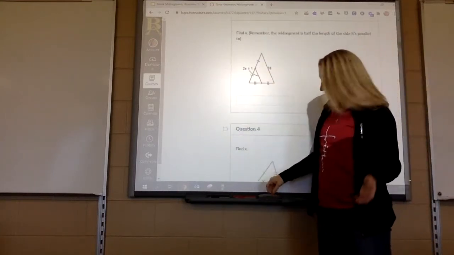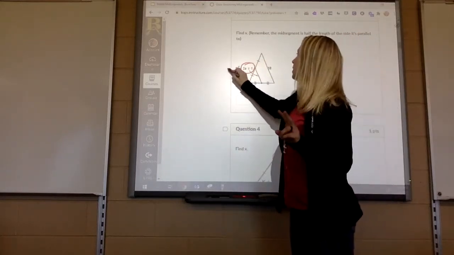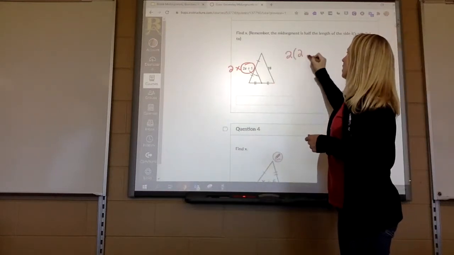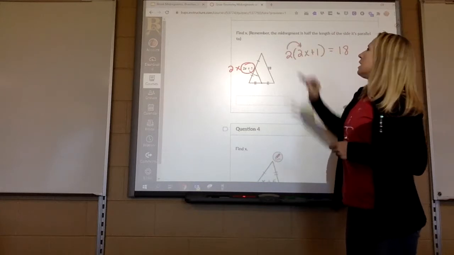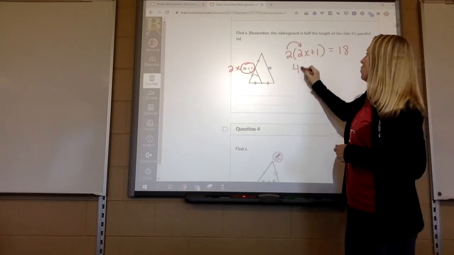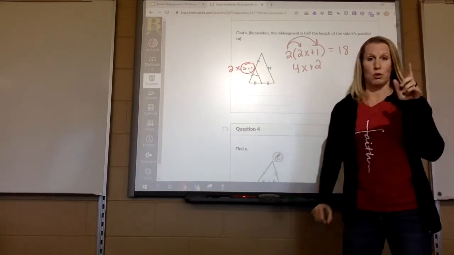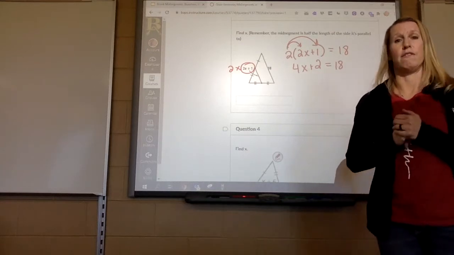Okay, this one might be a little trickier. So you take this midsegment times 2. So that means you're going to have to do distributive property. So midsegment times 2, you get 4x plus 2. So do distributive property, equals 18, and then solve for x.